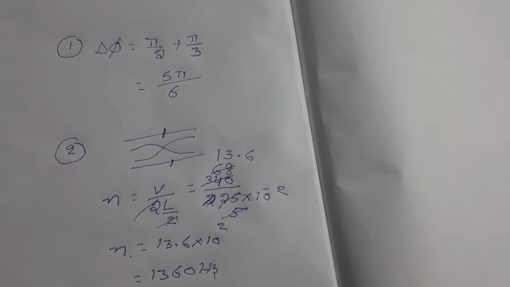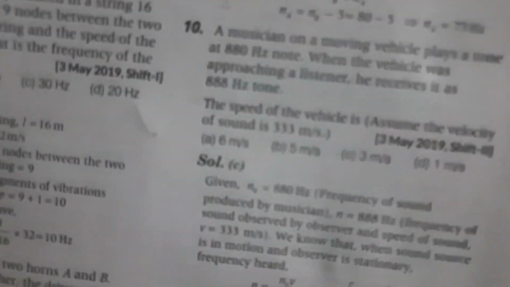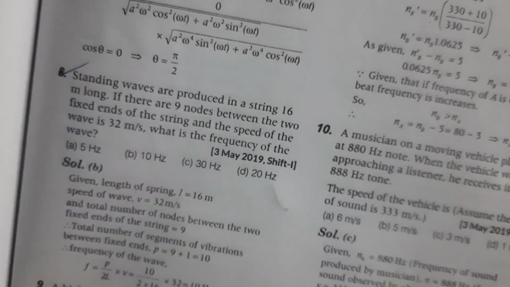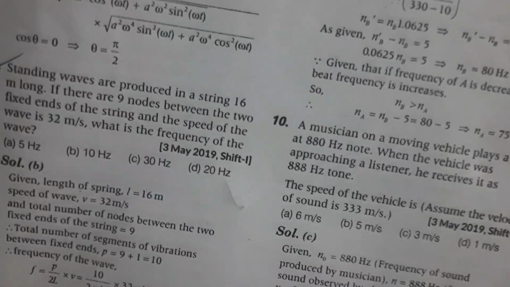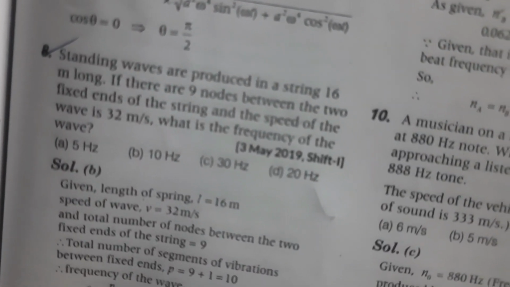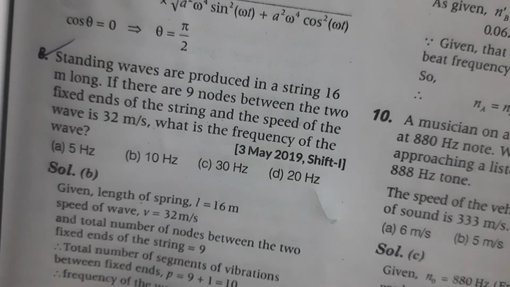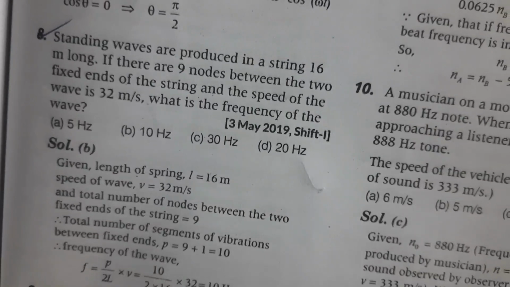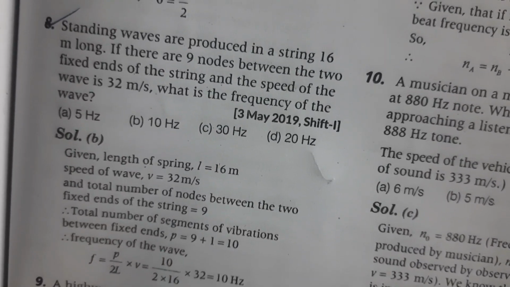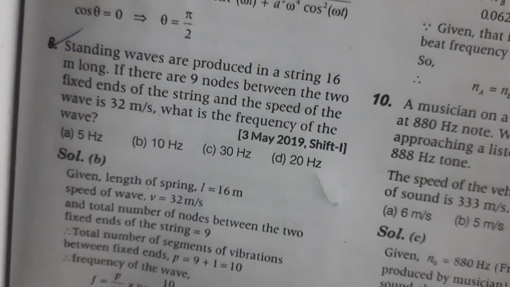Then our next problem: standing waves are produced in a string. The length is 16 meters. There are 9 nodes between the two fixed ends of the string. And the speed of the wave is also given, 32 meters per second. What is the frequency of the wave?